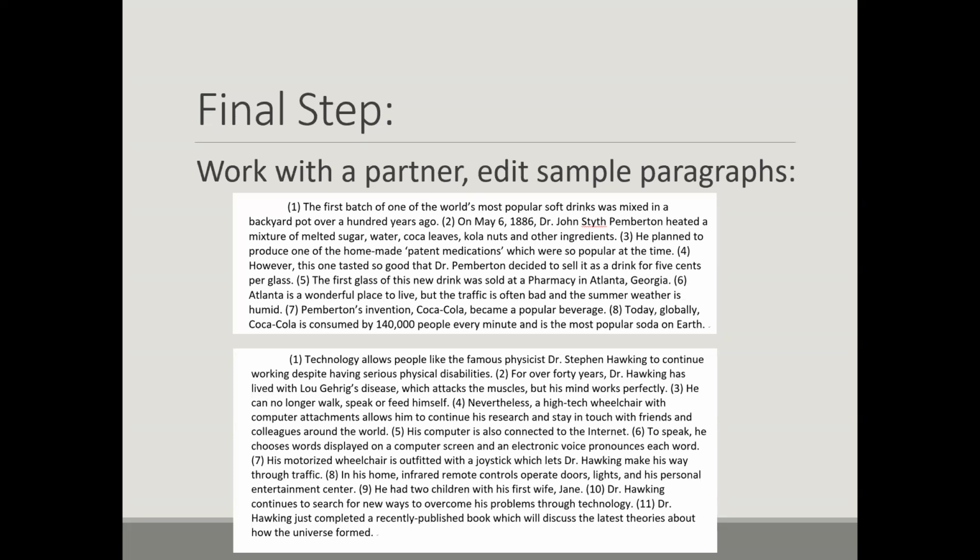So in the first case, it's about the creation of Coca-Cola. And if you look at these sentences, you have students find the topic sentence. In this case, it's the first sentence. And you go through each of these sentences. On May 6th, 1886, Dr. John Scythe Pemberton heated a mixture of melted sugar, water, coca leaves, cola nuts, and other ingredients. He planned to produce one of the homemade patent medications, which were so popular at the time.